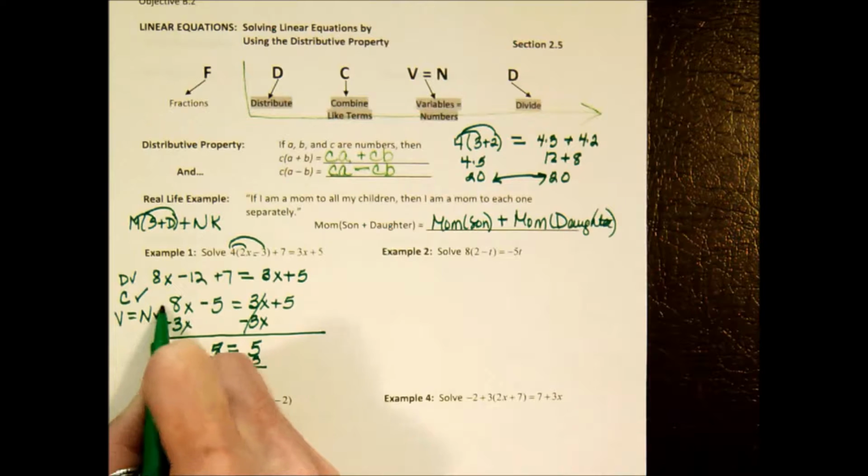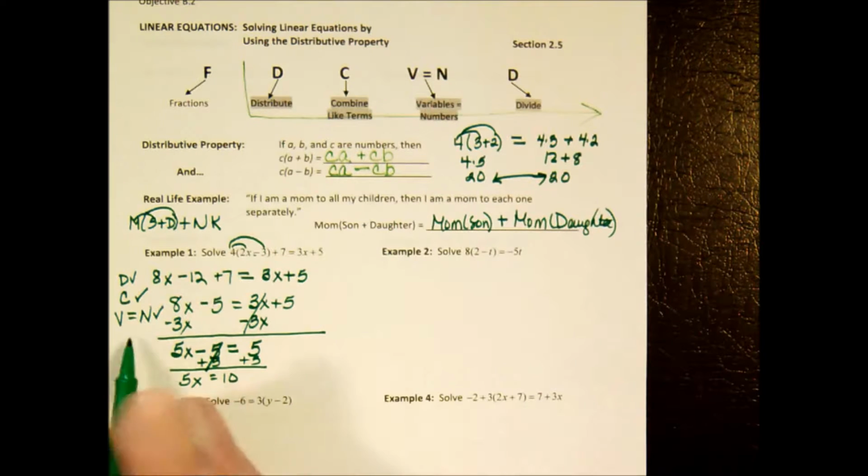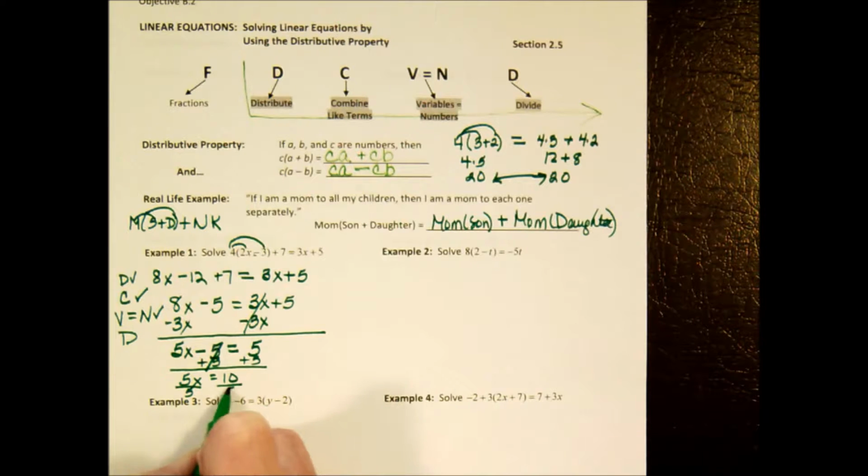So I did that step. And now my last step is to divide by whatever my variable was multiplied by. So here, I'm running out of space. I wrote so big. I'm going to divide by 5. That makes a 1.